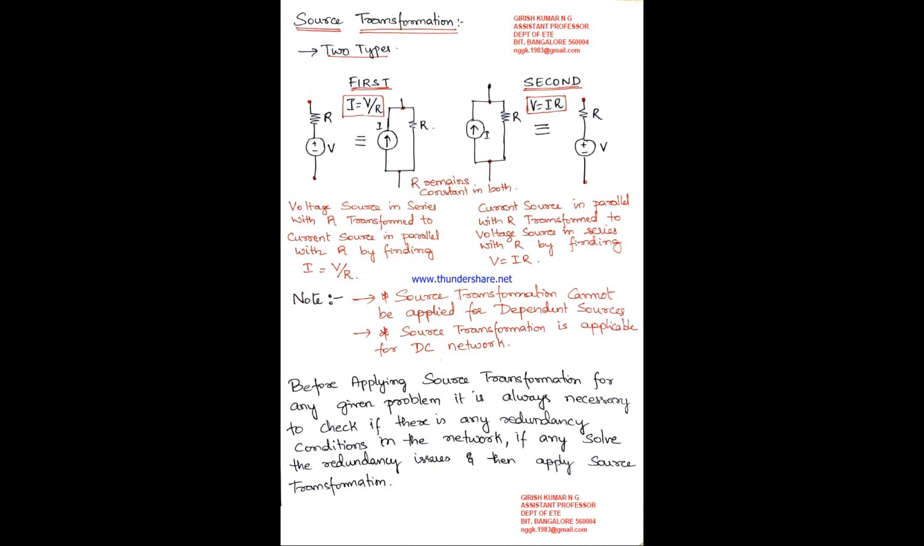We remove the resistance and we can short that particular terminal of the resistance. What do we do when a voltage source is connected in parallel with the resistance? We remove the resistance and we create an open circuit across that resistive terminal. Right? So I hope if you see my previous video, you will come to know what exactly the redundancy condition is. Okay.